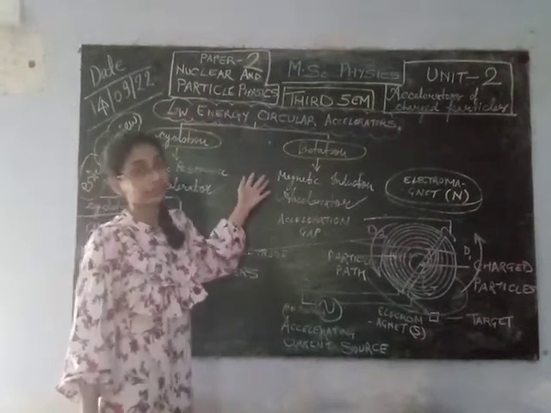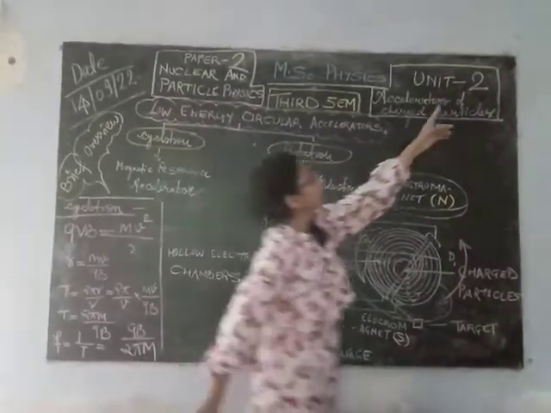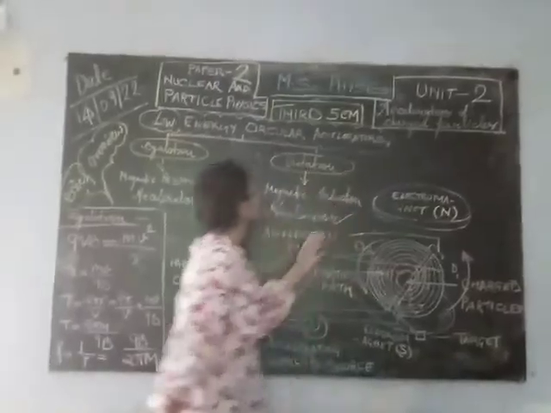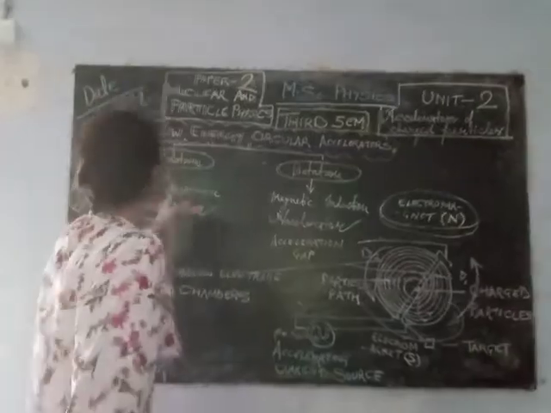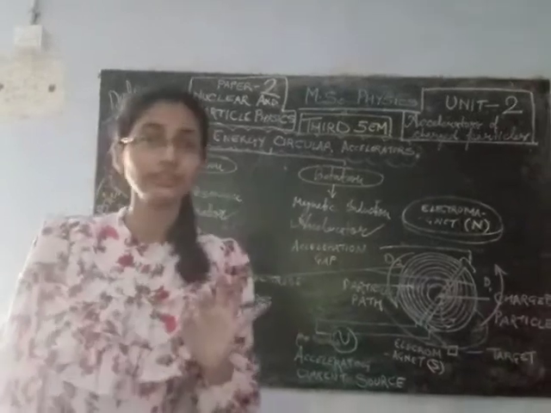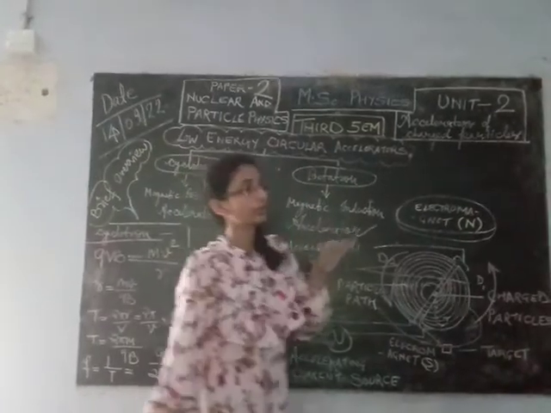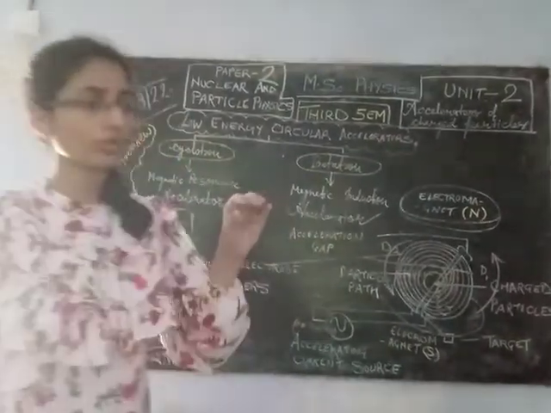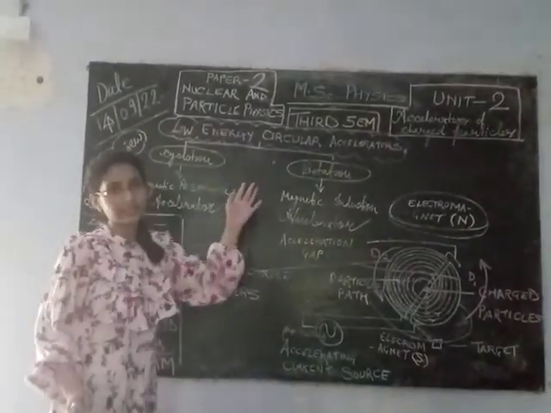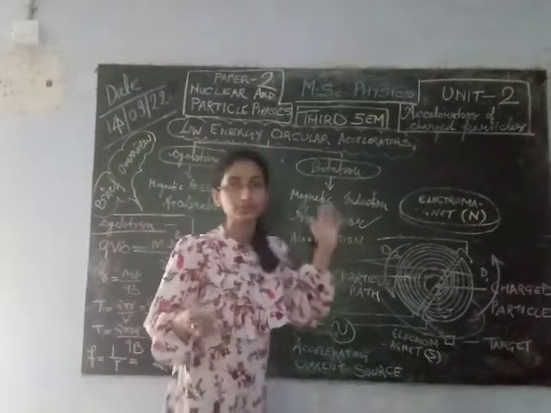This topic is taken from Paper 2, Nuclear and Particle Physics, Unit 2, Accelerators of Charged Particles. So let us start my topic. This is basically an introductory section. This is the basic part of your subject which you should have studied in your previous books, BSc books. So let us start. It's also a revision session for third semester students.